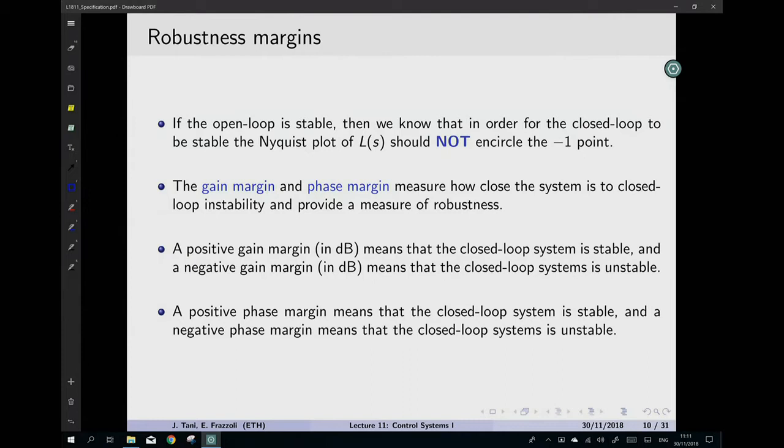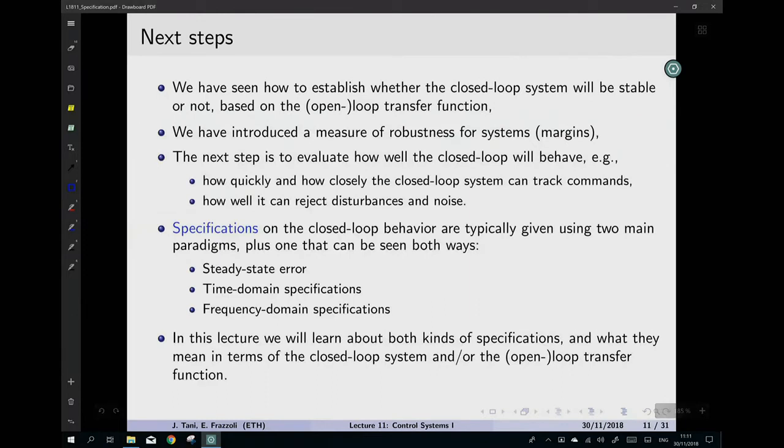So, it's good to have a positive gain margin, it means there's margin for improving your gain. A negative phase margin means the closed loop system is unstable, and same consideration for your gain margins. Now, we have talked about stability. We have introduced some measures to quantify the robustness of a system.